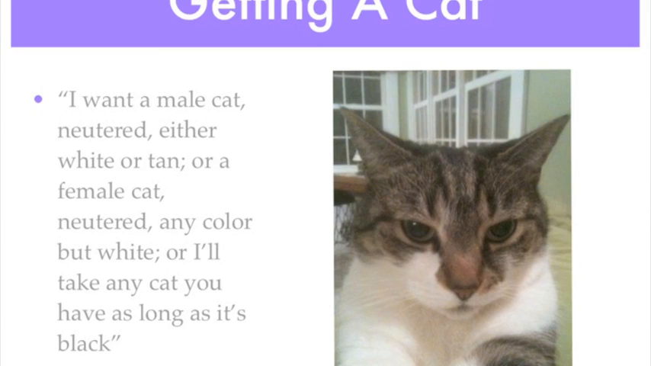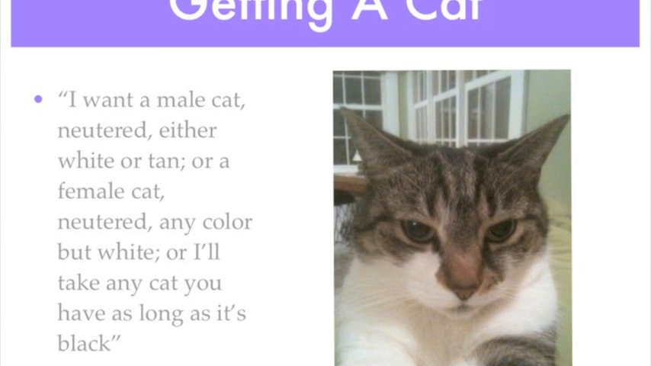I have a number of conditions that I want met, and I've put them together in a certain format with a certain relationship. I want a male cat neutered, so my cat has to be both male and neutered. I will take a male cat that's also neutered that's either white or tan. Or I'll take a female cat that's neutered as long as it's any color but white. Or I'll take any cat you have as long as it's black.